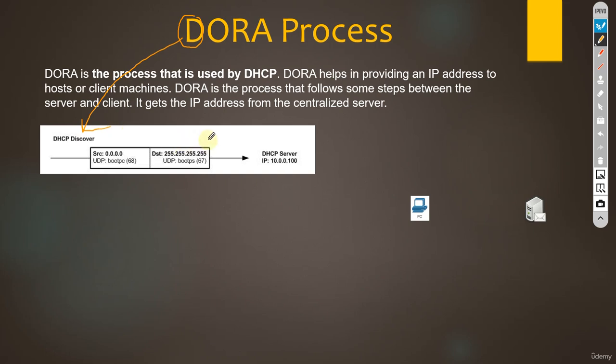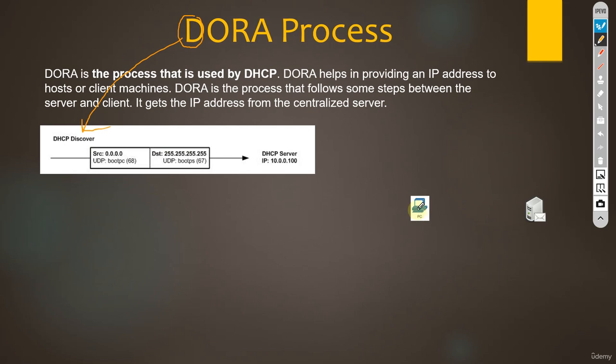DHCP discover. As you can see, the source IP means the IP that exists on this PC. Currently it does not have any kind of IP, because this is what we are heading toward. We are searching for an IP address from the DHCP server. So what will happen? This client machine will initiate the DHCP discover step.